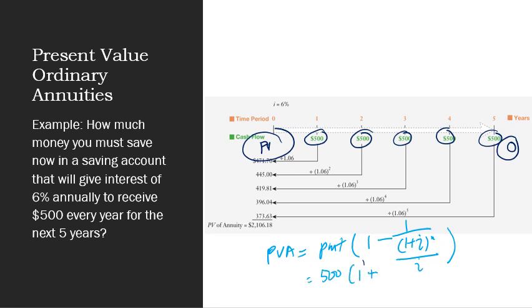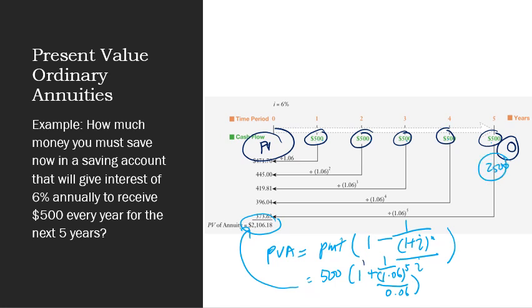1 plus, what is the interest? 1.06^5 divided by 0.06. You should be getting this amount. So this is a discounted cash. You only need 2,100 to actually give you a stream of income that is totaling 2,500. 500 multiplied by 5, 2,500.